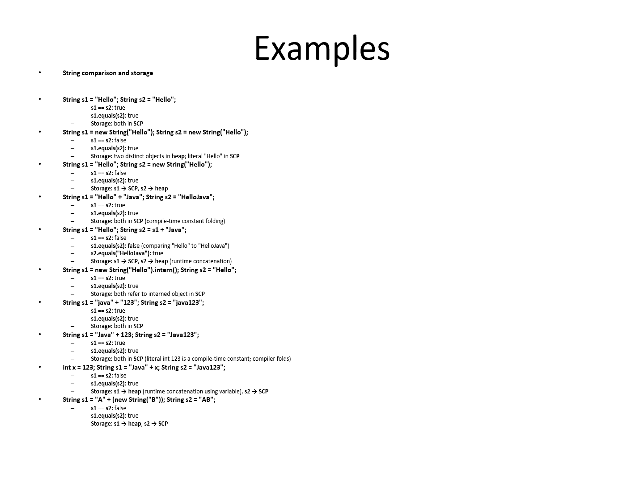Next example is, integer x is 123. S1 is concatenating with x, Java plus x. So it is a runtime concatenation. So S1 will get stored into heap. S2 is a literal string, so it will get stored into SCP. When we compare the references, it will be false. And the content is the same, so equals will return true.